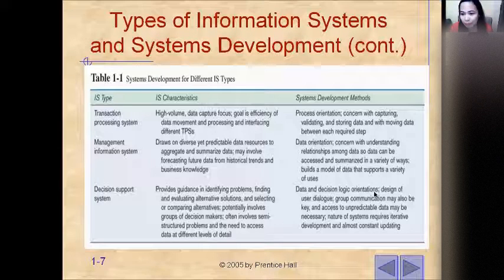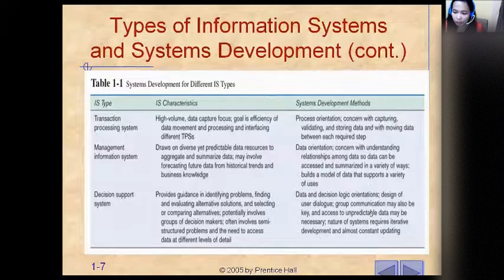It potentially involves a group of decision makers, often involves semi-structured problems, and the need to access data at different levels of detail. System development methods: data and decision logic orientation, design of user dialogue, group communication may also be a key, and access to unpredictable data may be necessary. Nature of system requires iterative development and almost constant updating. So this is the continuation for the types of IS.